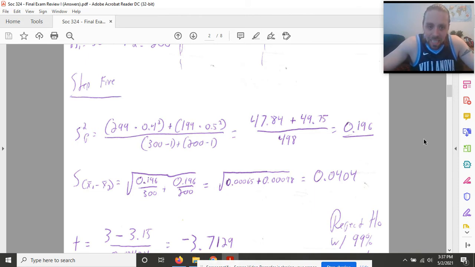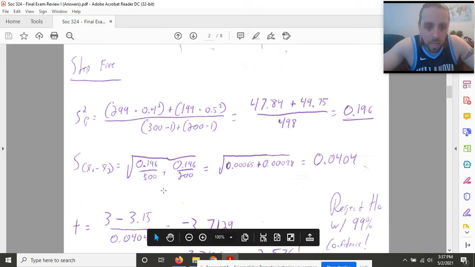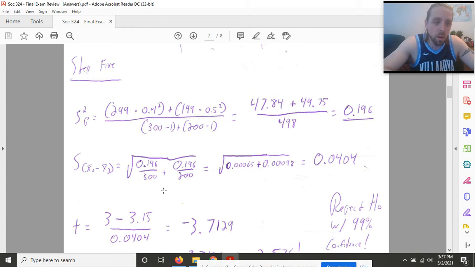0.196. That is s squared p, which, follow my mouse here, is going to go right in the numerator of this s of x bar 1 minus x bar 2 formula. So this then becomes the square root of 0.196 over 300 plus 0.196 over 200. Do the math on that. We have some small numbers under the root sign, and my s of x bar 1 minus x bar 2 is 0.0404. That goes in the denominator of my t formula.